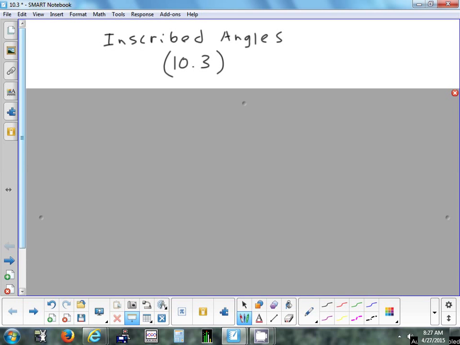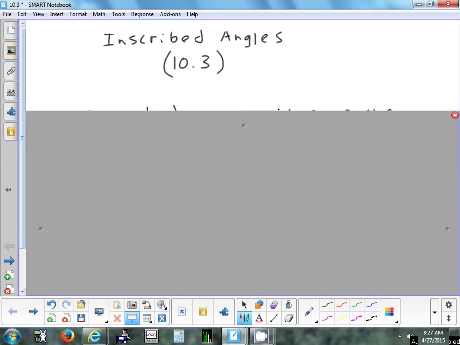All right, so last time we covered a section, we did 10.2. It was quite a while ago before break, so we reviewed it. Now we're going to take a look at 10.3.